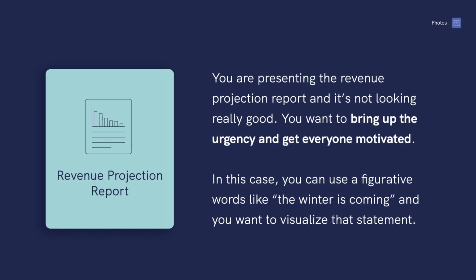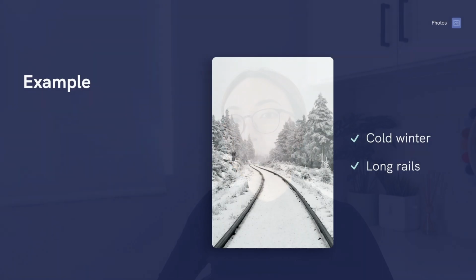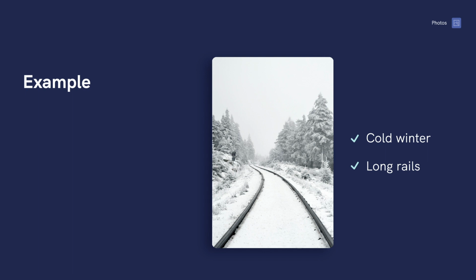But this is my favorite part on finding photos for visual metaphor. In finding creative photos to use, you can use idioms or figurative speaking. We have a great scenario to best describe this. So, you are presenting the revenue projection report and it's not looking too good. So you want to bring up the urgency and get everyone motivated. In this case, you can use a figurative speech like "winter is coming," and you can use a visual metaphor to support that statement. I found the photo that best represents this idea as you see it here.